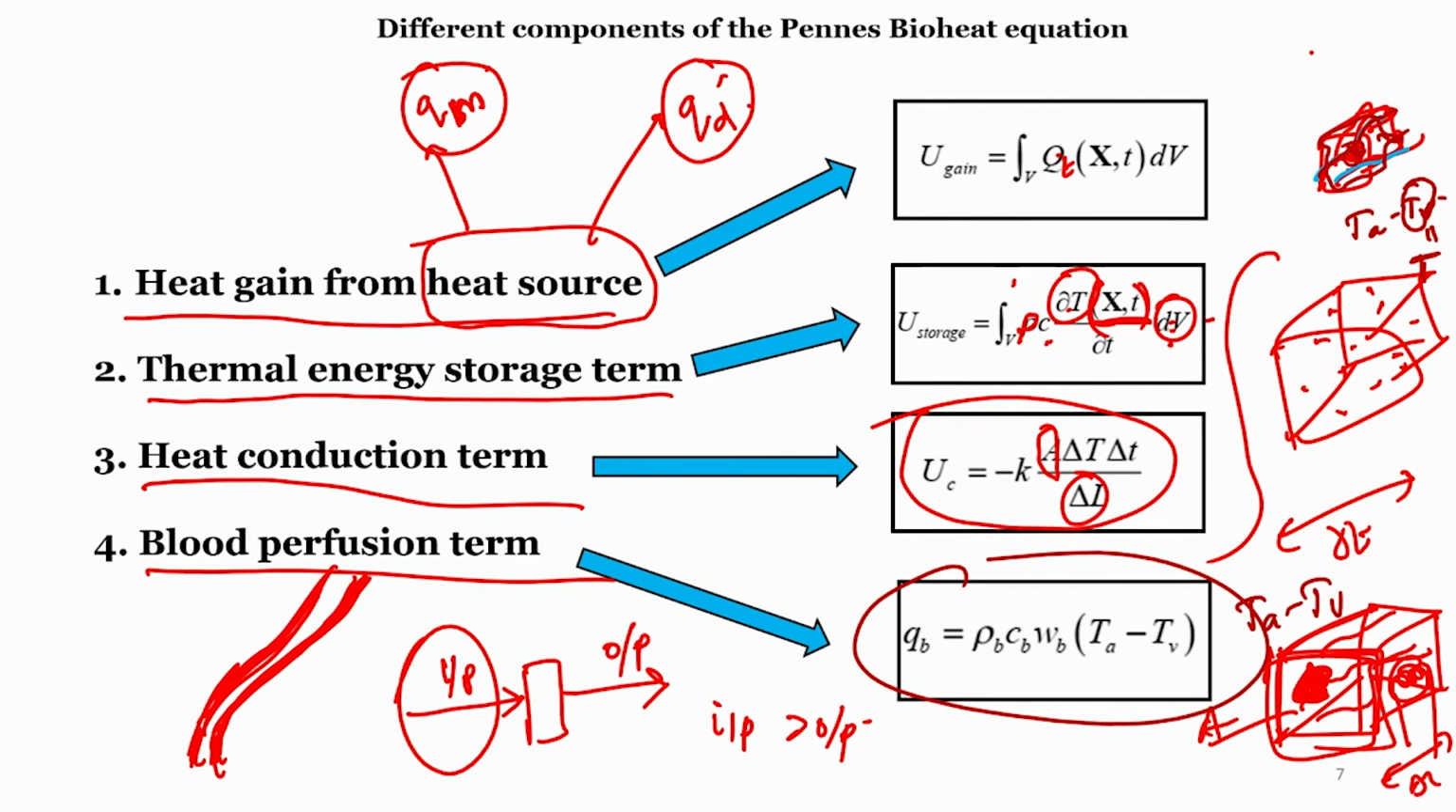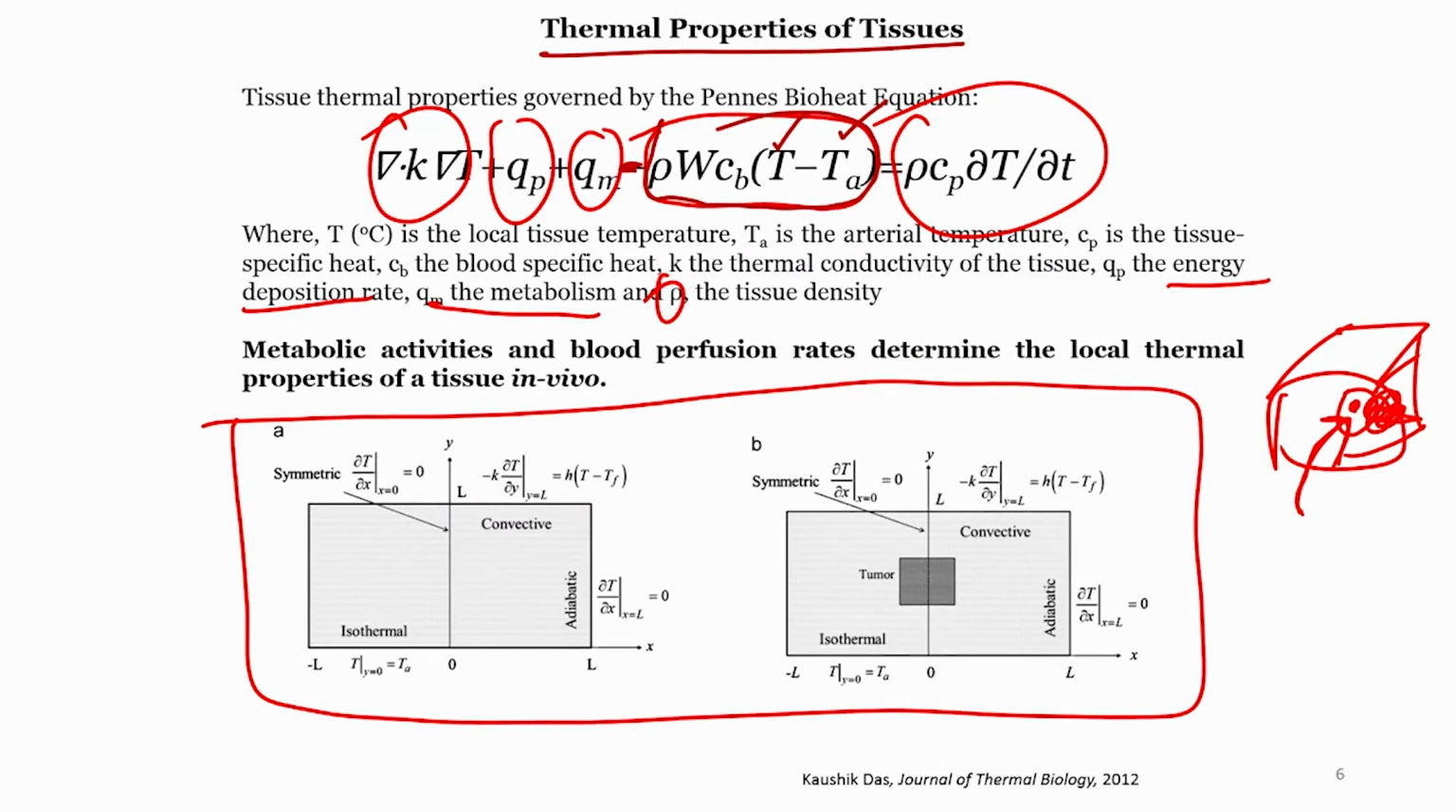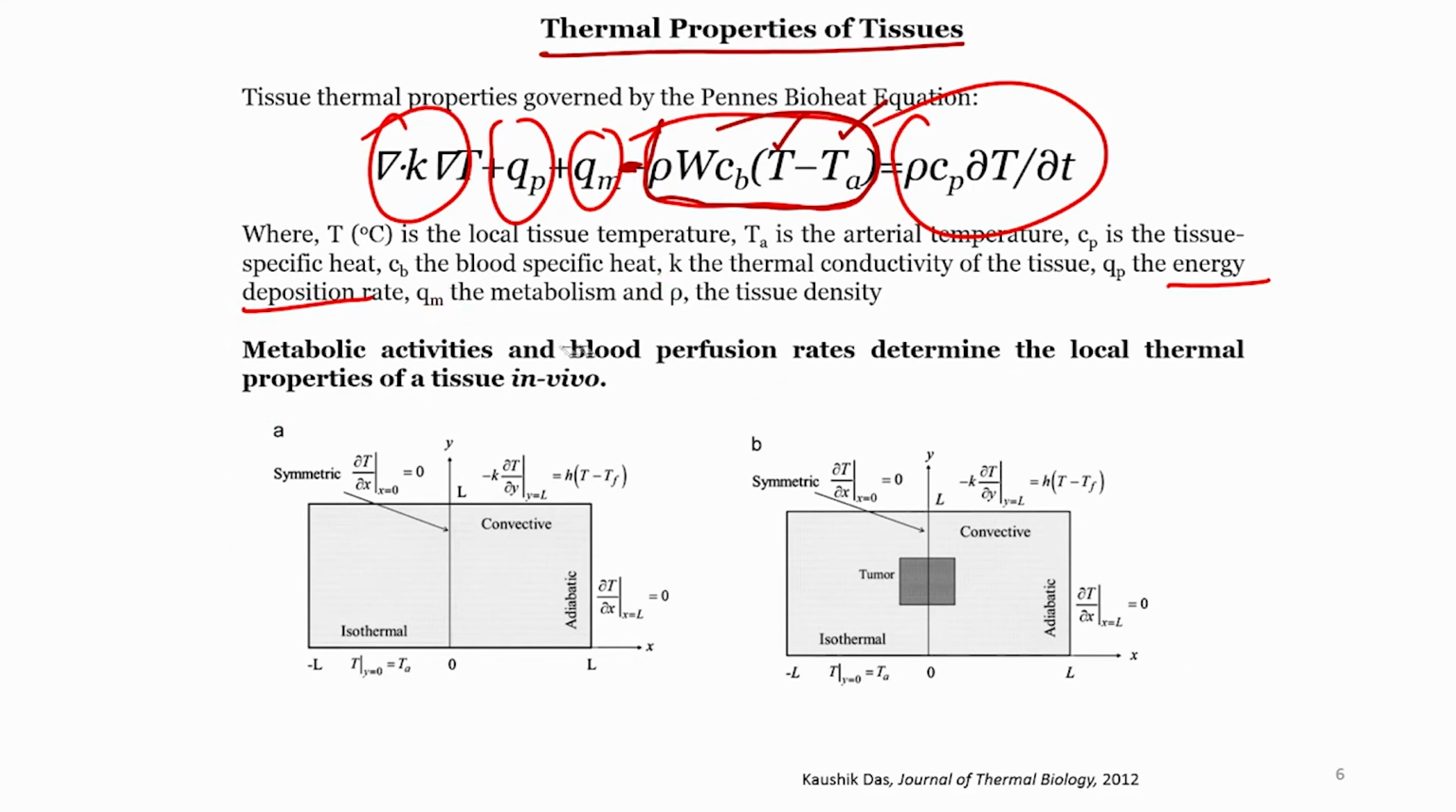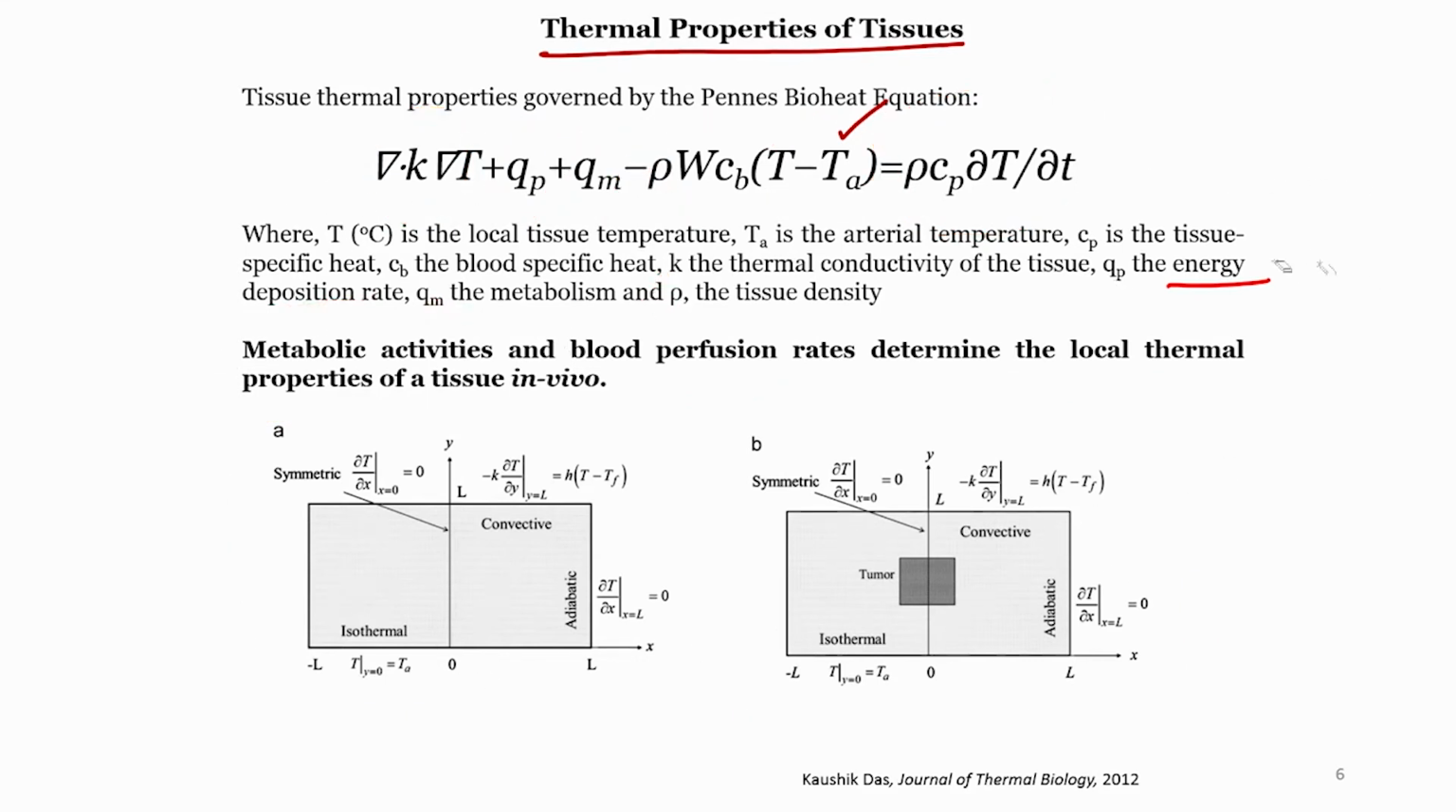Now, we have understood all the individual parts, right. Now, let us go back to the equation and see if we can easily understand it. Let us look at it in a simple way: what are the plus terms and what are the minus terms here. Okay. So, QP is a plus term, QM is a plus term, this rho W Cb delta T is a minus term, and this is also a plus term.